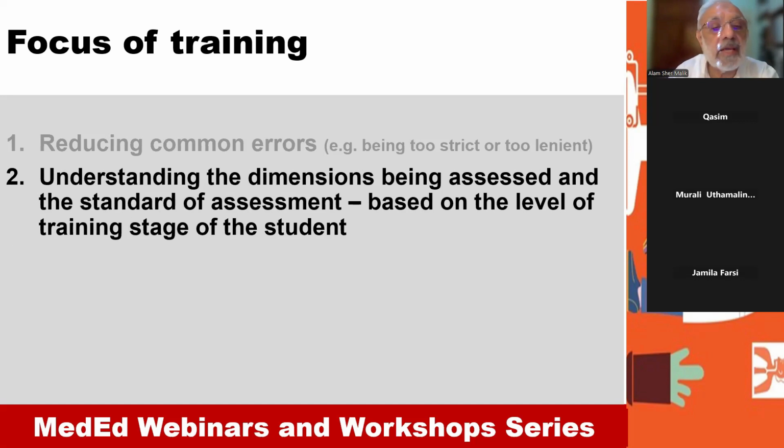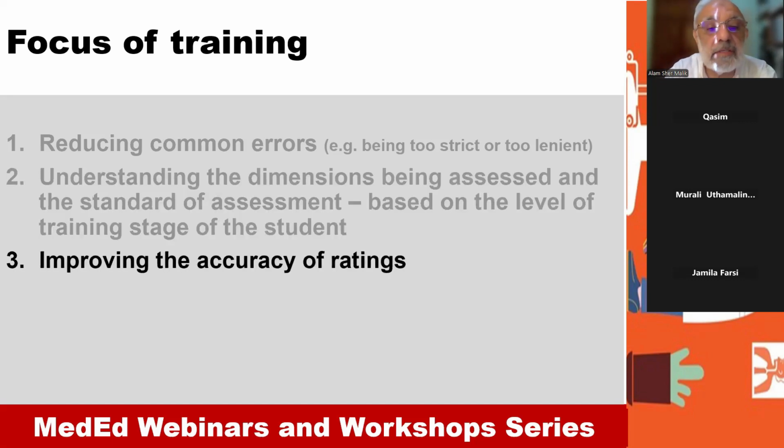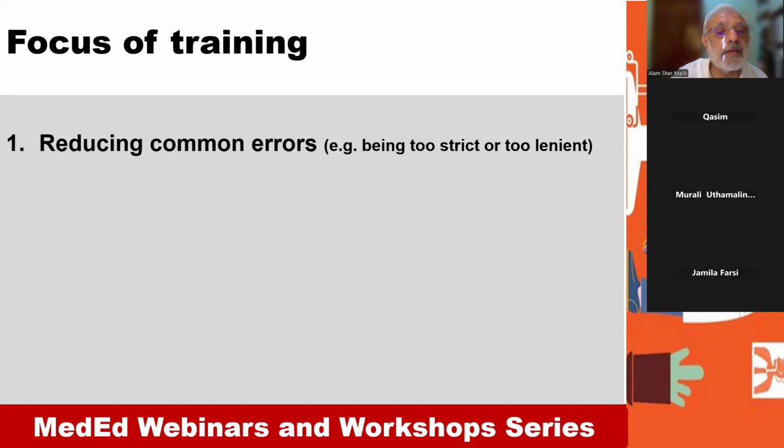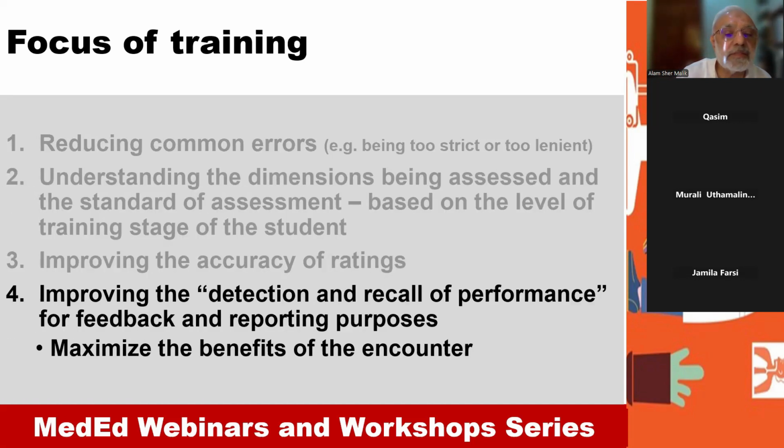So the focus is to identify the weaknesses and give a suggestion on how to improve. Second is understanding the dimensions being assessed and the standard of assessment. Dimension means what domains we are going to assess, and standard of assessment means what our standard should be for year 3, year 4 or year 5, and the accuracy of ratings. The next is improving the detection and recall of performance, because we have to write a report. So the ability to note the important points and report on them gives us the maximum benefit. When planning to train the staff, these are the four areas which should be addressed in any of these training sessions.